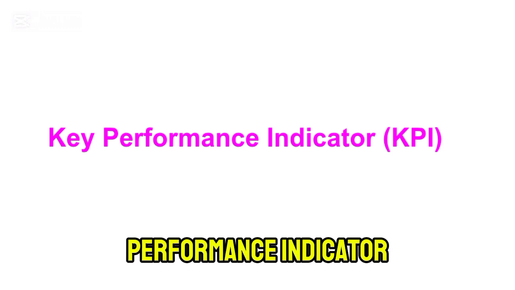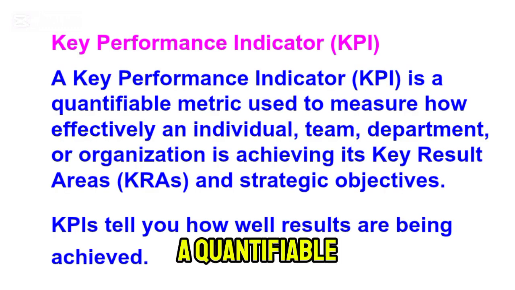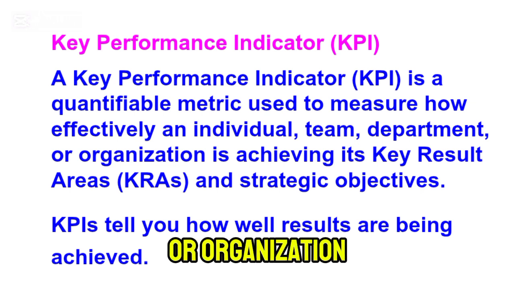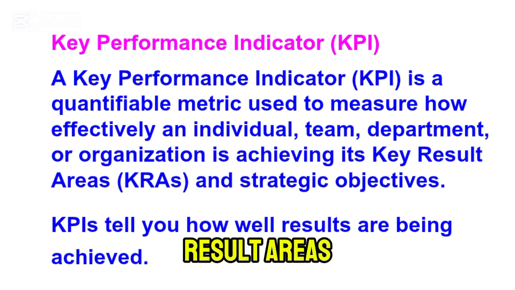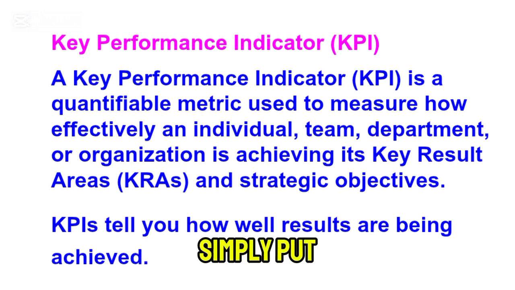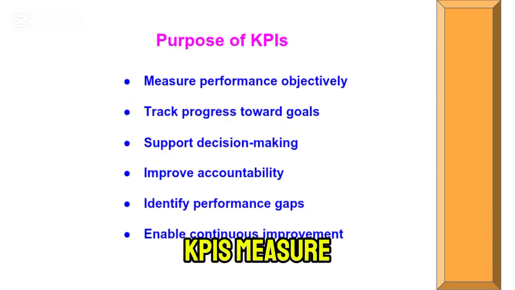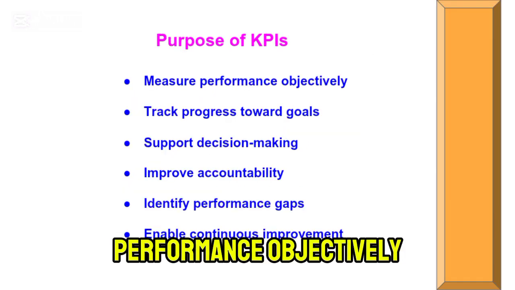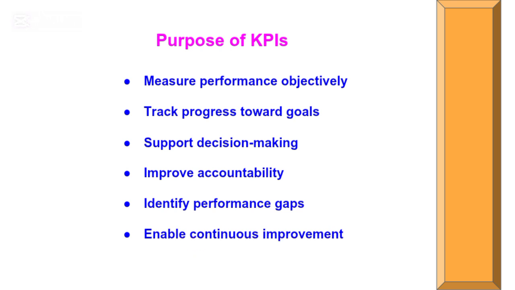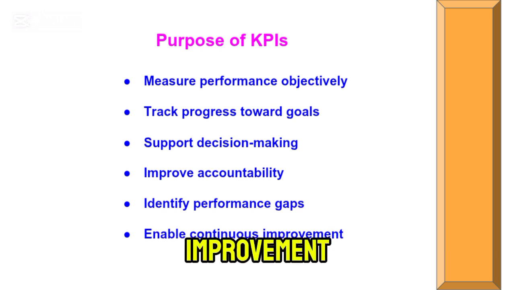A key performance indicator, KPI, is a quantifiable metric used to measure how effectively an individual, team, department, or organization is achieving its key result areas, KRAs, and strategic objectives. Simply put, KPIs tell you how well results are being achieved. Purpose of KPIs: measure performance objectively, track progress toward goals, support decision-making, improve accountability, identify performance gaps, enable continuous improvement.